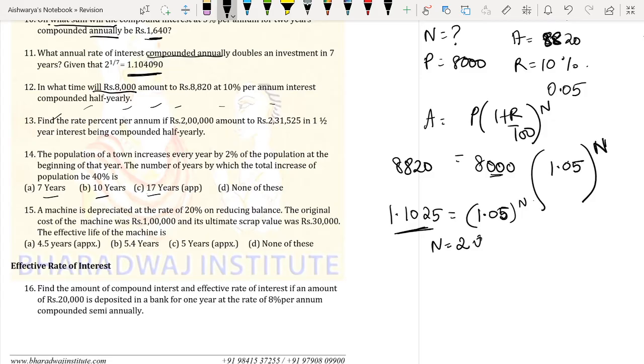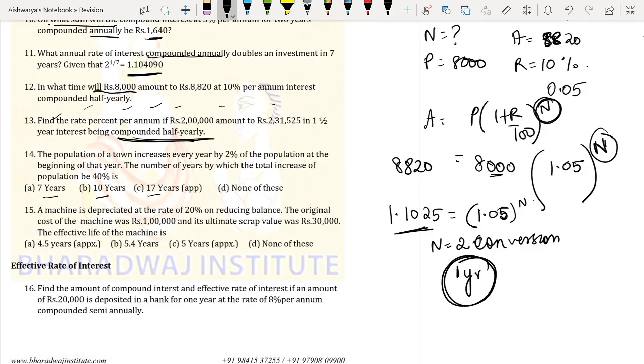Sorry, two conversion periods. But please remember that n here will be compounded half yearly. So 2 conversion periods, the answer will be 1 year. In 1 year there are 2 half years. So when you're getting the answer for n as 2, you should divide it by 2, you'll get the answer as 1 year. Are we clear? So when you're substituting here the options, be very careful. This is something I want you to make a note of.